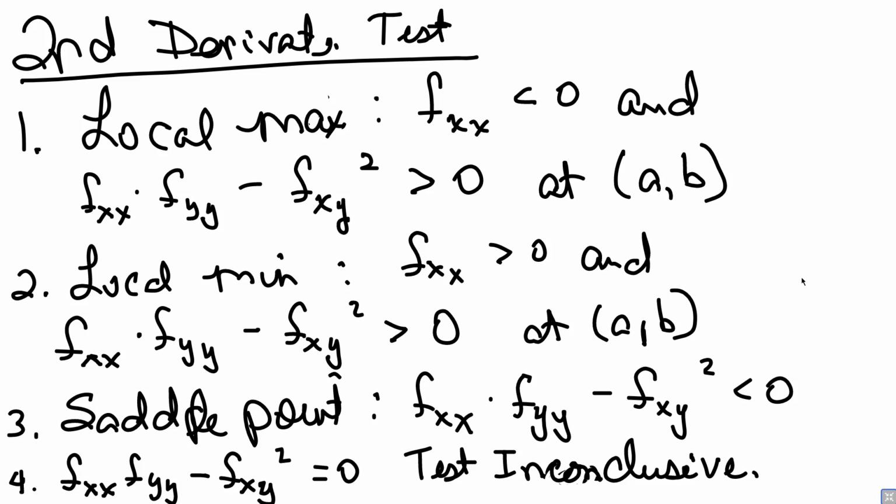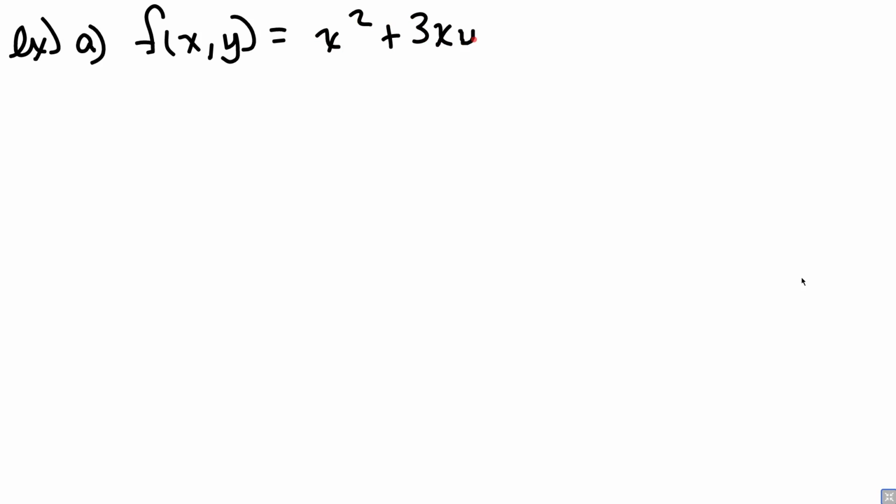Okay. So let's take a look at some examples to show you how this is going to work. Okay. So our first example, we are asked to find all local maximums, minimums, and saddle points of the function. Okay. So for the first example, we are given that the function f of x, y is equal to x squared plus 3xy plus 3y squared minus 6x plus 3y minus 6.